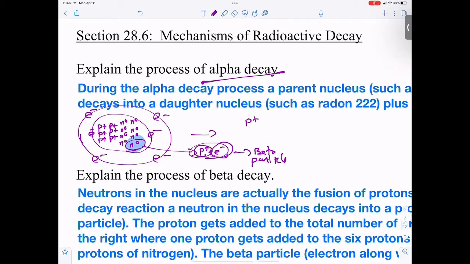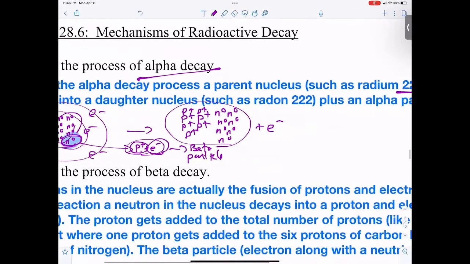So now you'll have 1, 2, 3, 4, 5, 6, 7 protons, and a total of 7 neutrons, because you just got rid of 1 neutron, right? So you got 7 left. 1, 2, 3, 4, 5, 6, 7. There's your new nucleus, plus the beta particle that gets whizzed away, and a neutrino. Those are the high energy particles exiting.